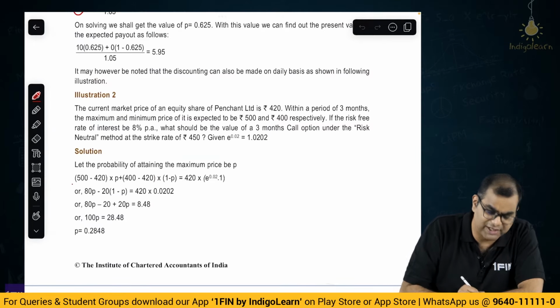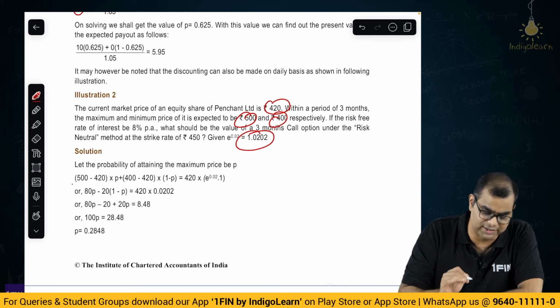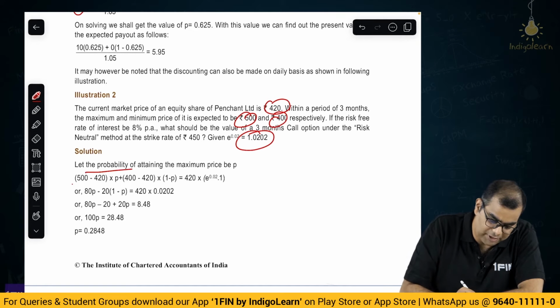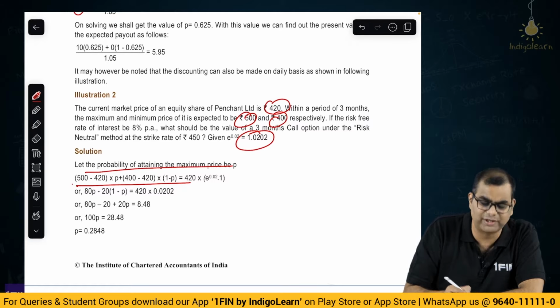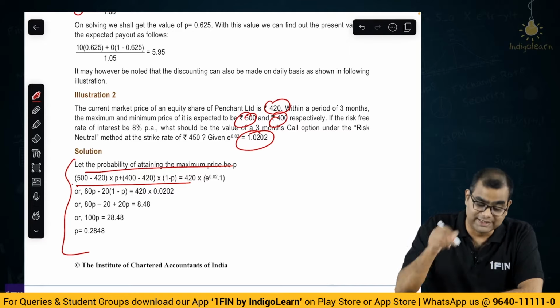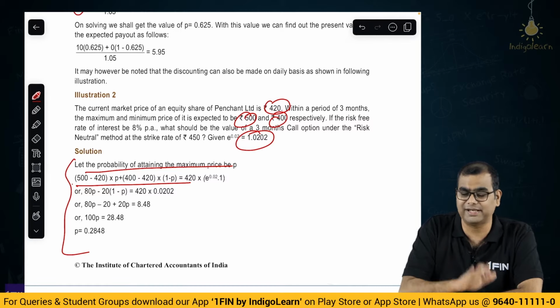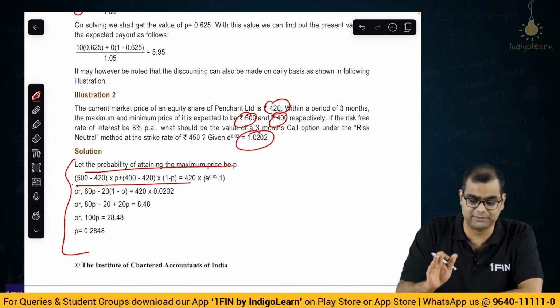See what they have done. They have done a very similar problem. It has 520, 500 and 420, 500 and 400 and say 1.0202. I think they actually took the problem from this and made some modifications in exam. So let the probability of attaining maximum price be P, then 500 minus 420 plus P into 400 minus 420 into 1 minus P is equal to 420, and so on and so forth. So basically they did this entire thing same. Okay, this is what you are supposed to answer in exam as per Institute ICAI material. Whether it is correct or not from a technical perspective, I will explain.